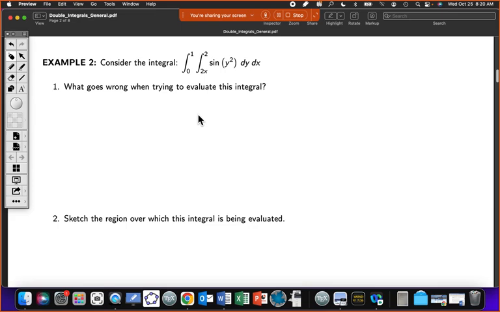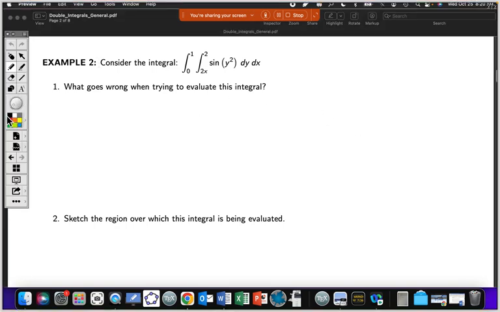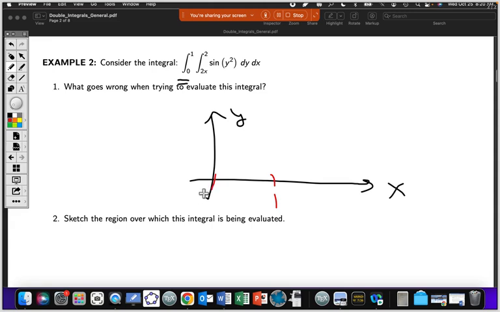So sketch the region over which the integral is being evaluated. That's always a good idea here. This will kind of review the concept of sweeping motion. So here's the xy plane. X is going from a constant 0 to a constant 1. So there's x equals 0, x equals 1. And we're chopping up the x-axis from 0 to 1.